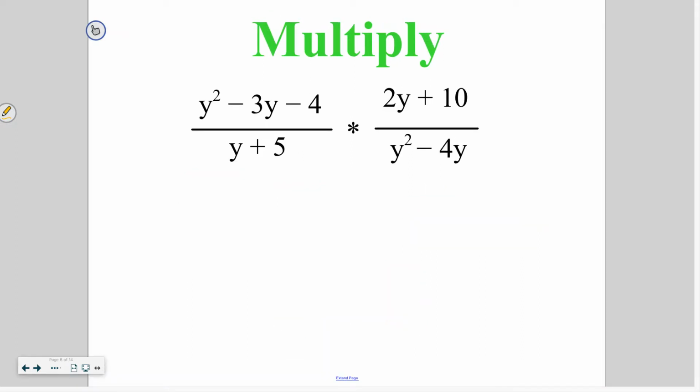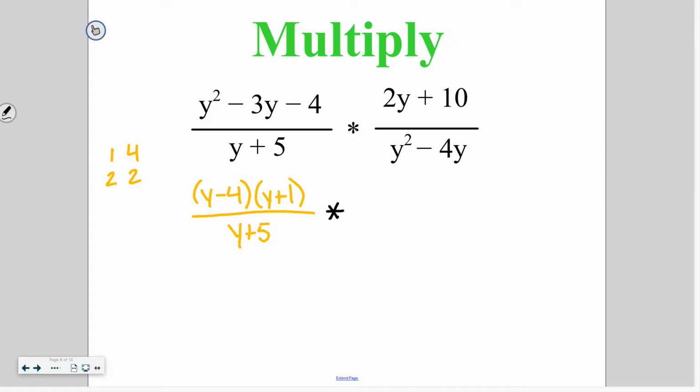Sometimes when we multiply, we're going to have more complex equations. Similar to what we did in the last section, we want to break these down into factor pairs or take out GCFs if we can. So looking at the numerator of the left fraction, I've got a trinomial, so I can factor. I've got 1 and 4, 2 and 2. To get to a negative 3, I can use the factors of y minus 4 and y plus 1. Looking at the denominator of that fraction, it is already as simple as it can get, so we have just the factor of y plus 5.